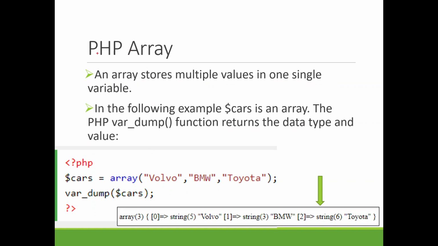Then we have arrays, PHP arrays. Very interesting. Now, an array, unlike a variable which stores a single value, can store multiple values in one single variable. In this example, we have an array called cars.